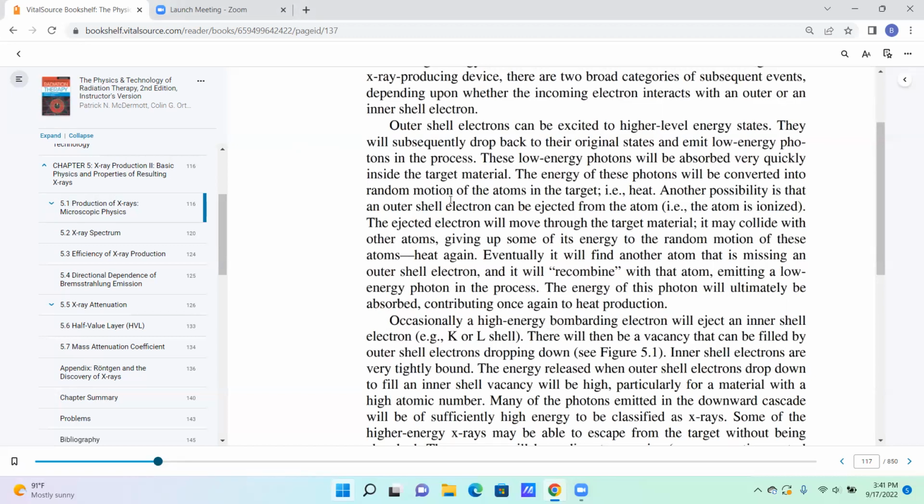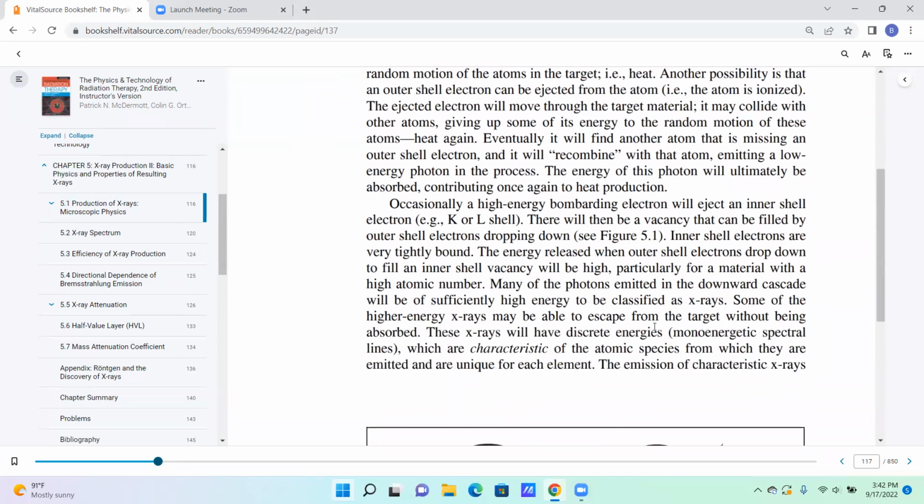Another possibility is that the outer shell electron can be ejected. The ejected electron will move through the target material, may collide with other atoms, giving up some of its energy to the random motion of the atoms. Well, that's heat. Eventually, it'll find another atom that is missing an outer shell electron, and basically it's a guy looking for a vacancy in a hotel. The vacancy is there, so the electron just takes up residence there, and boom, it's no longer free. The energy is going to be ultimately absorbed, contributing once again to heat.